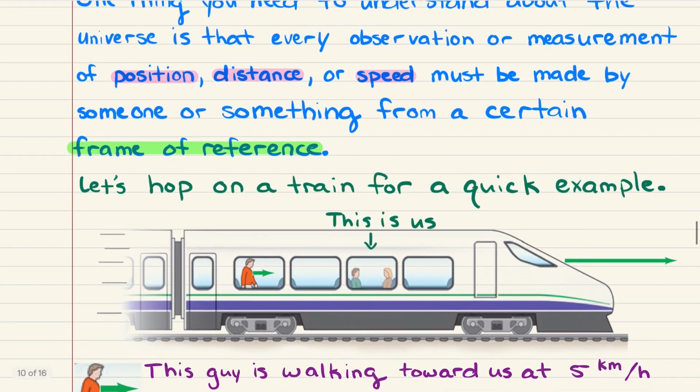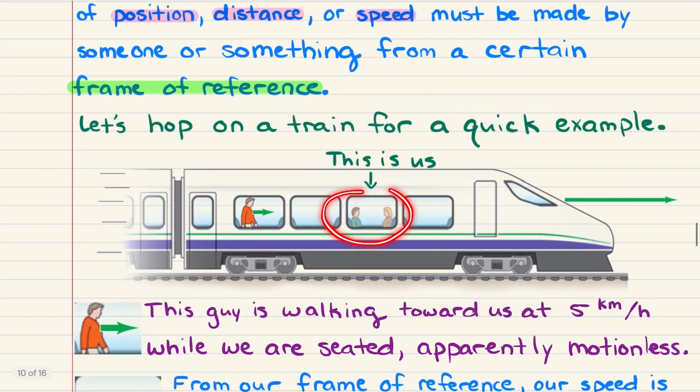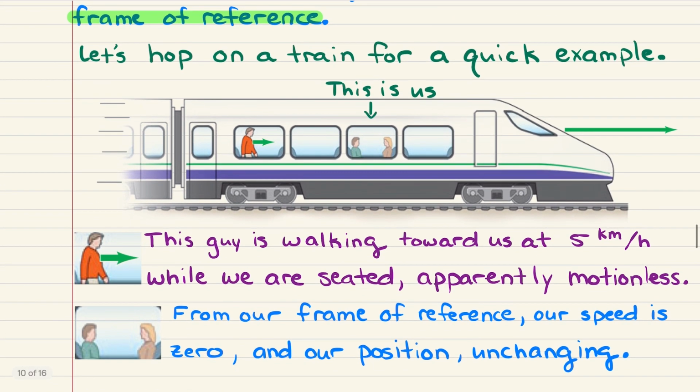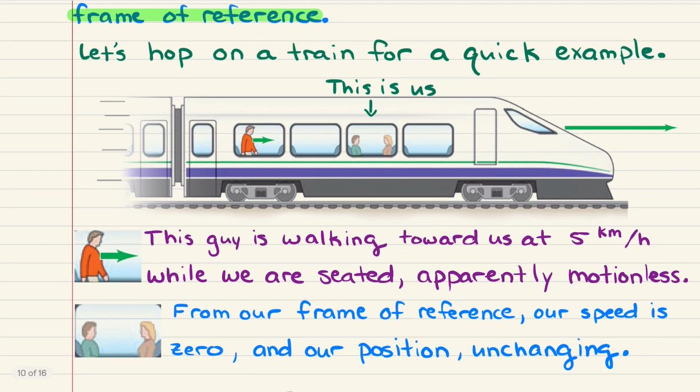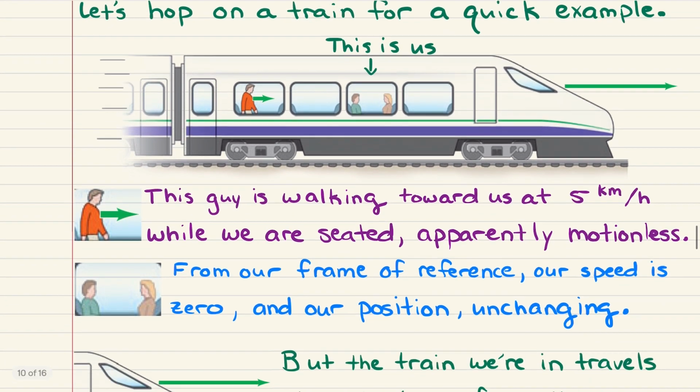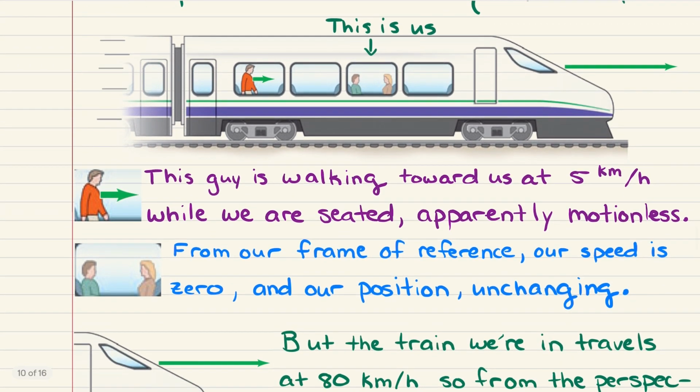So we're going to hop onto a train for a quick example. Imagine that this is us, and this guy is walking toward us at 5 kilometers per hour. See, we're seated down and we are not moving. So from our perspective, we're motionless. And so from our frame of reference, our speed is 0 and our position is not changing. Okay? But the train we're in travels at 80 kilometers per hour. All right? So from our frame of reference, this guy is walking toward us at 5 kilometers per hour.